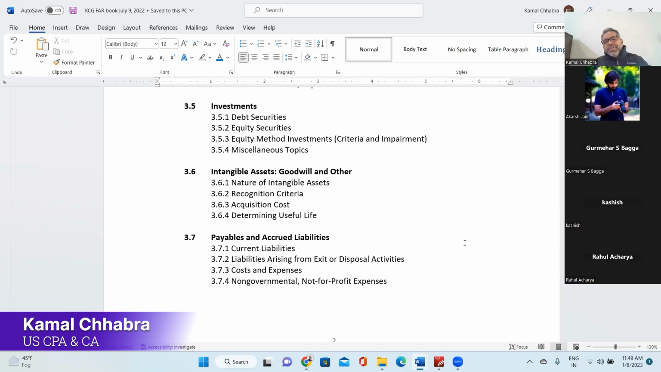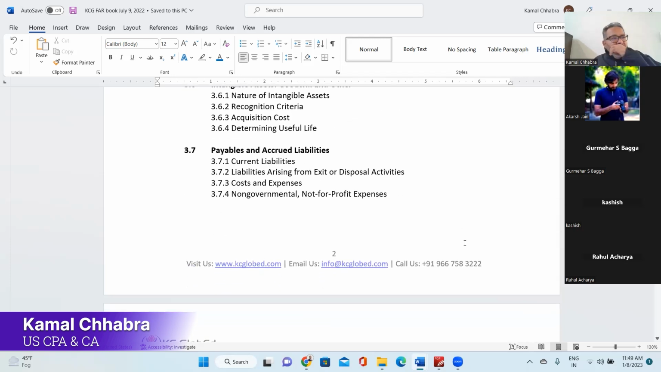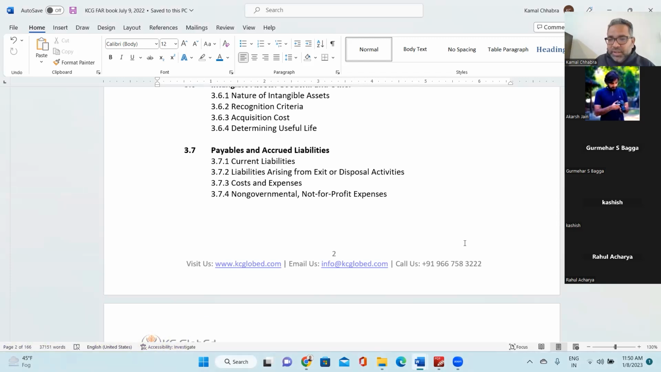Right? Then we'll be jumping into payables and accrued liabilities. Payables may include your current liabilities, which is payable for your stocks, payable to employees, right? And then liability arising from any exit or disposal activity.